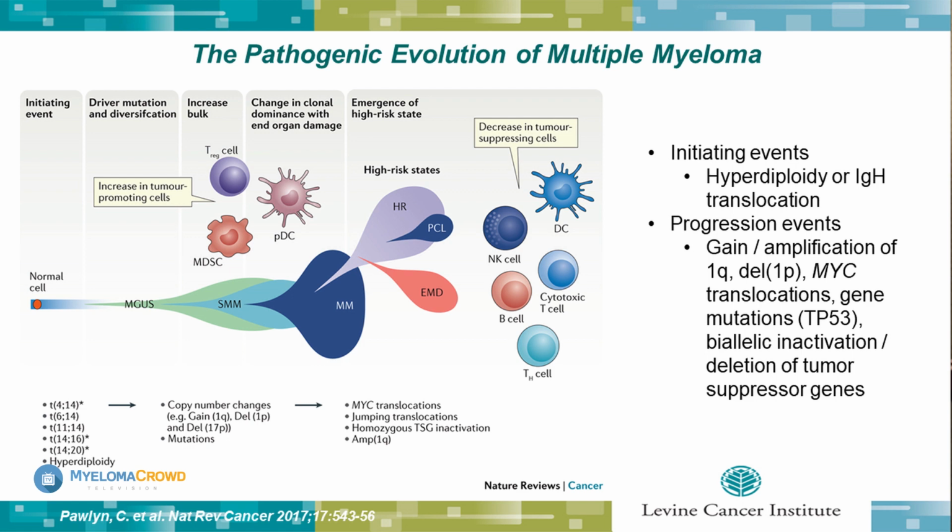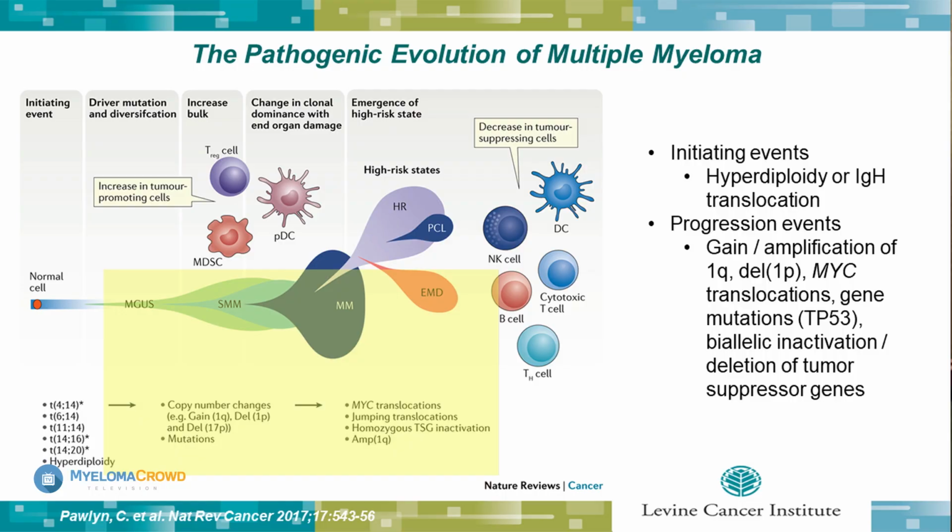Just a couple of highlights here. The 4;14 translocation, the 14;16, and the 14;20 translocations are viewed as high-risk cytogenetic abnormalities, as I'll talk about in a little while, whereas the translocation 6;14 and 11;14 are not felt to be high-risk markers. Now, we'll be talking a lot about 11;14 translocated multiple myeloma during this session, because as it turns out, this specific subset of myeloma is more exquisitely sensitive to a BCL2 inhibitor called venetoclax, and you'll hear more about that as we go on.